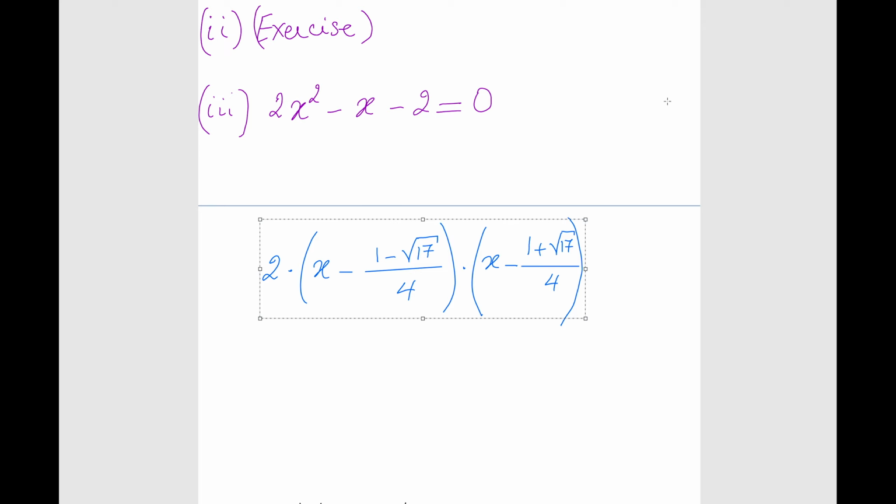So let me change this color to this. So that's going to be equal to 0, right? These are the same thing by the previous exercise. So by previous exercise part 3.